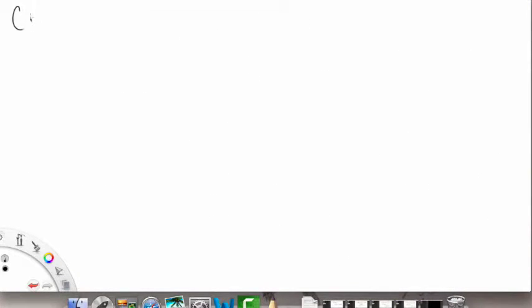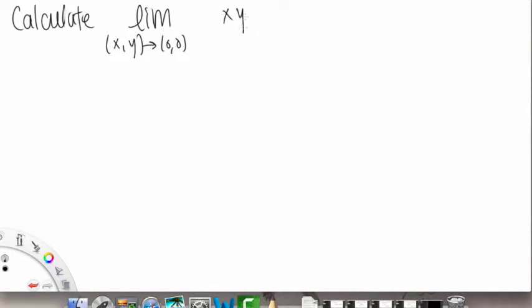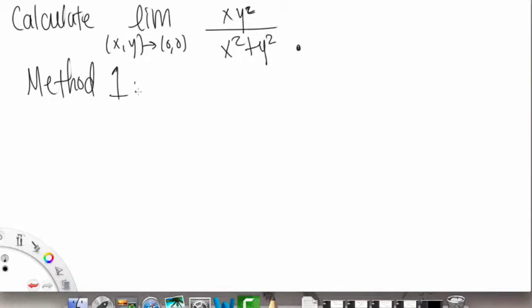All right, so let's do another example. Here again, we're going to calculate the limit as (x, y) goes to (0, 0) of x y squared over, let's say, x squared plus y squared. This one, I'm just going to give away that it does exist. Here we'll actually be doing two methods, exploring a couple different ways you can try to solve for a limit of multivariable functions. So method one is going to be the squeeze theorem, which we've probably seen before.